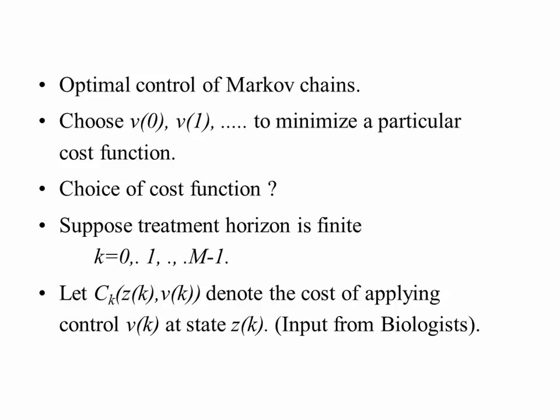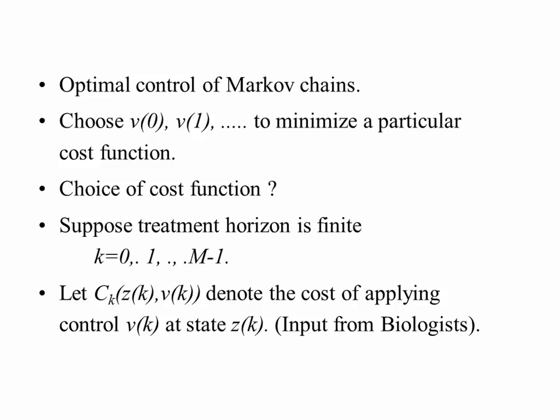All right, so suppose the treatment horizon is finite. So you're looking at the finite horizon problem, and say there are capital M steps, so k goes from 0 up to M minus 1. You're going to do two things. At every step, if you apply a control, there's a cost associated with that, because the drugs could cost money and so on. Or if you apply a drug, you might also mess up the patient.